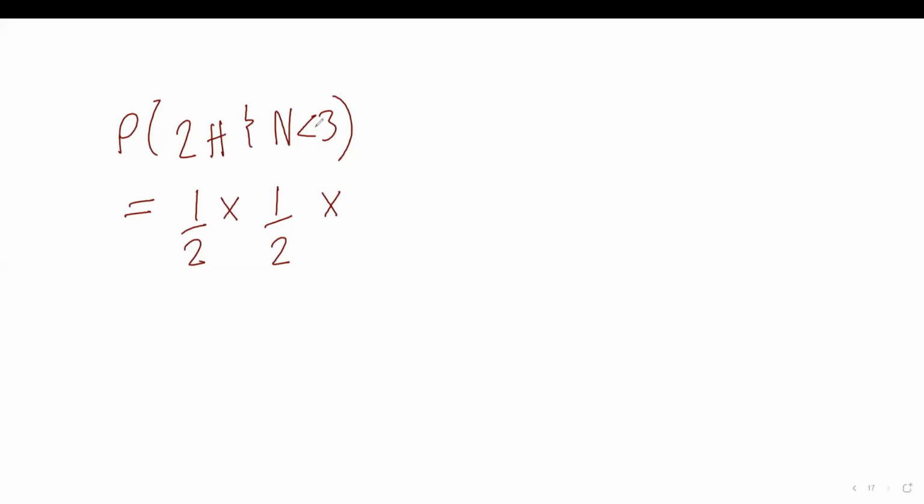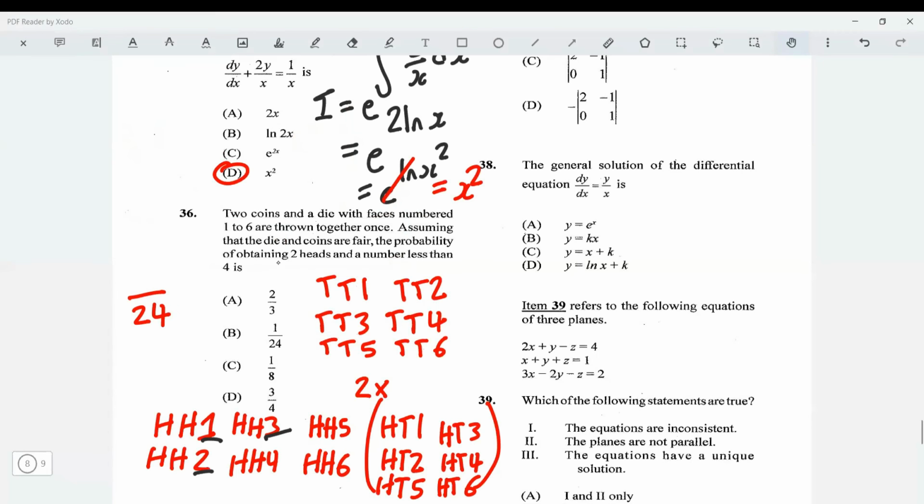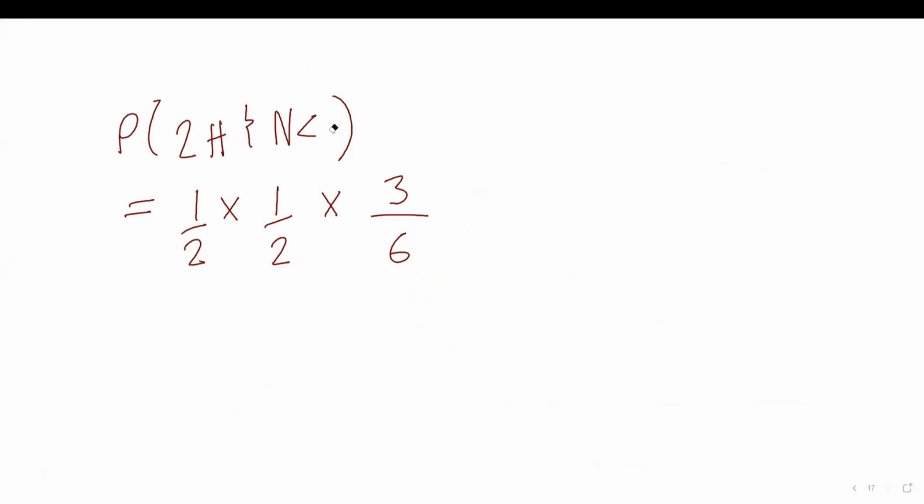So if we get a number less than 4, there are 6 numbers and there are 3 numbers less than 4. Right here, there are 3 numbers less than 4. So as we can see, this is 1 times 1 times 3 is 3. 2 times 2 is 4. 4 times 6 is 24. That's 3 out of 24.